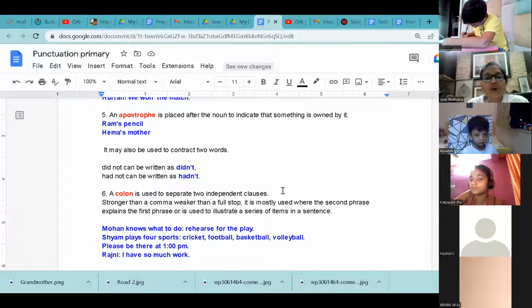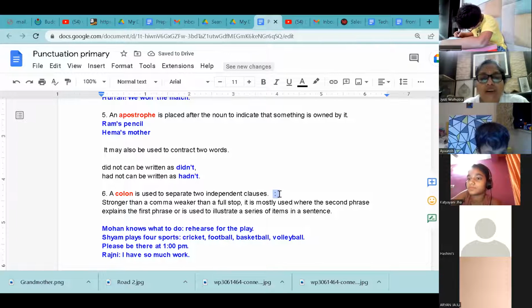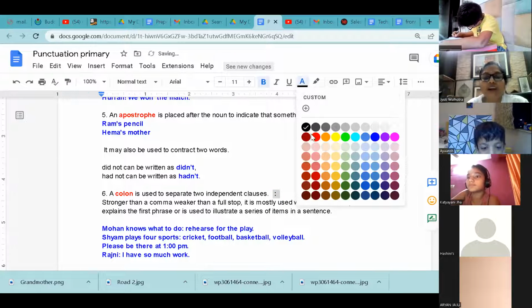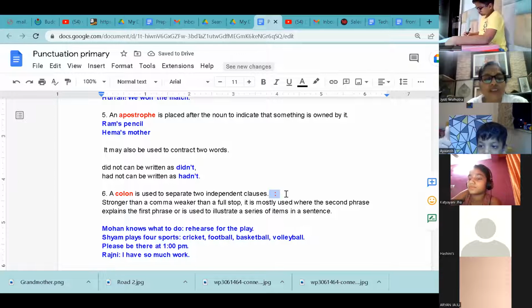So first of all, what is a colon mark? Children, when you use your laptops, all the possible punctuation marks are given on your laptop keyboard. Okay, so here is the colon mark. Can you see this mark? I'll make it bold. I'll use red for it. How many of you can't see it? This is called a colon mark.